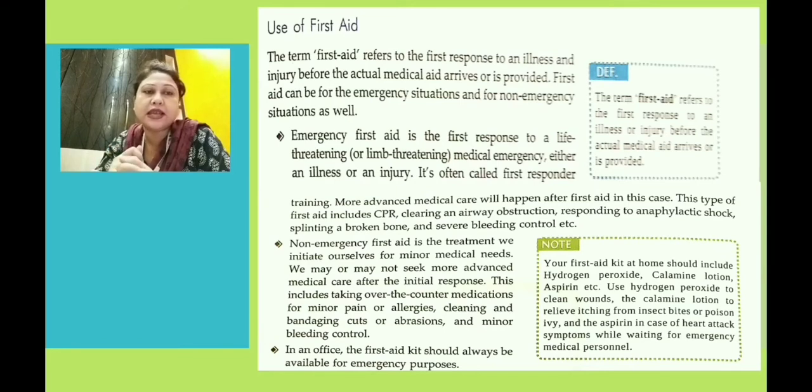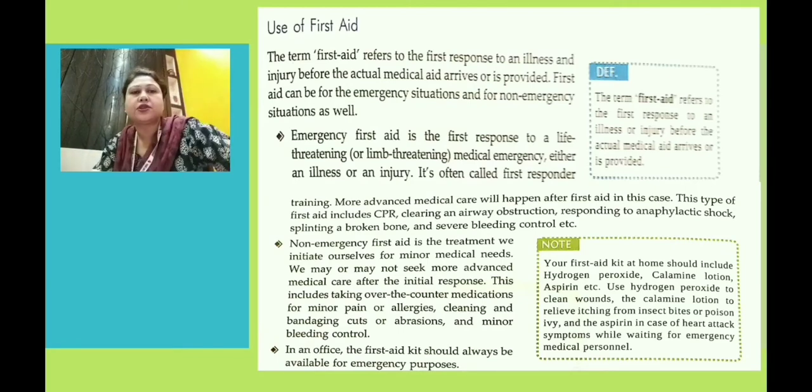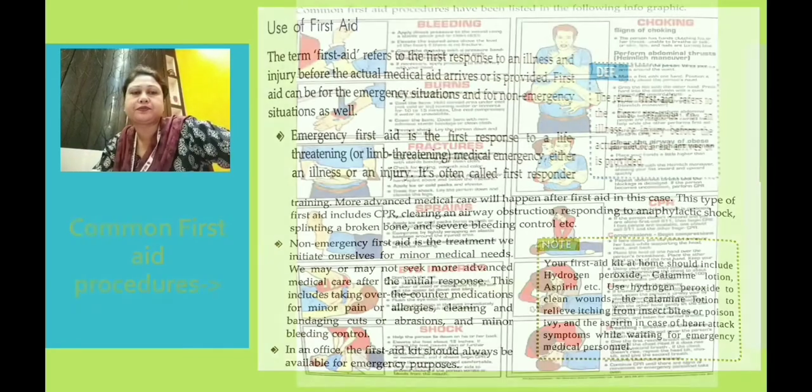Your first aid kit at home should include hydrogen peroxide, calamine lotion, and aspirin. Hydrogen peroxide is used to clean wounds, calamine lotion relieves itching from insect bites or poison ivy, and aspirin is for any heart attack symptoms while waiting for emergency medical personnel. So these are the different things which should be included in our first aid kit at home. This is all about first aid.